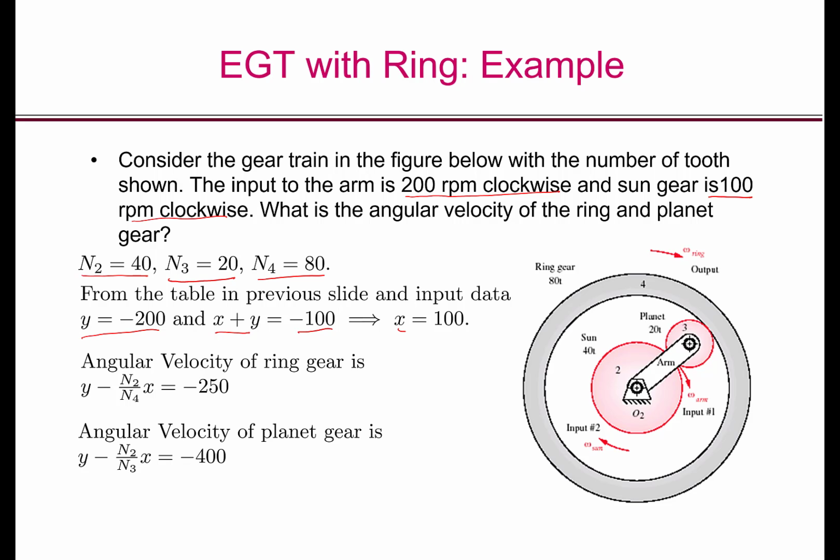From here we get x equal to 100, and using the values of x and y and the expressions for angular velocity of ring gear and planet gear from the previous slide, we get the angular velocities of the ring and the planet gear. So you can see that we have used the same tabular procedure and method of superposition to analyze these different types of epicyclic gear trains. This methodology is completely general and can be used to analyze other epicyclic gear trains also. This is the end of our discussion on design and analysis of gear trains.